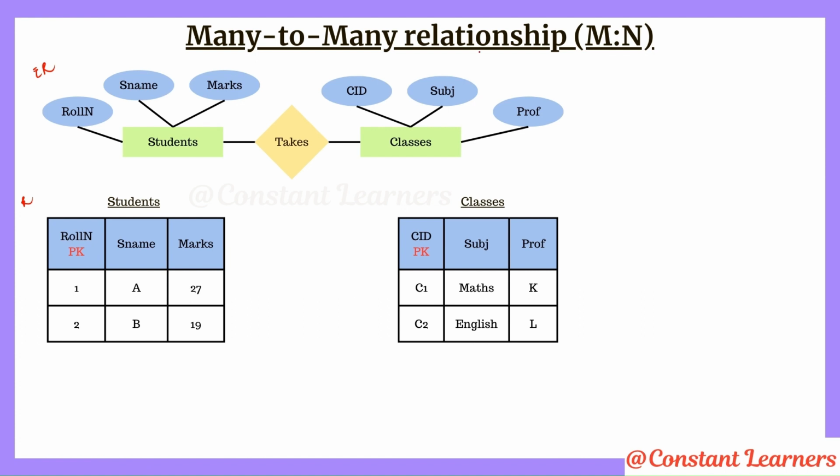All right. So many-to-many relationship is denoted as M is to N. In some places, it is also denoted as just single M. All right. Now here in this ER diagram, we have two entities. One is the student's entity and the other one is the classes entity.